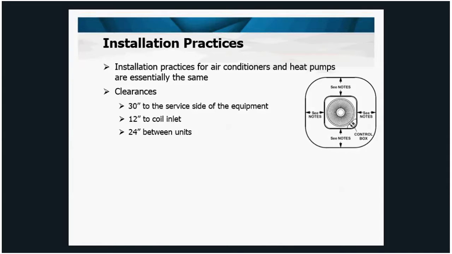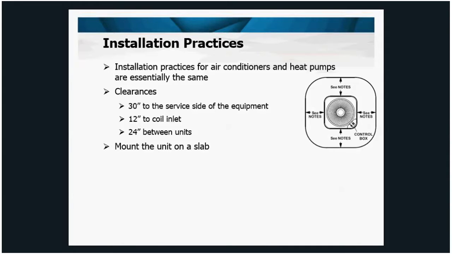If you have multiple units, you have to maintain at least 24 inches between the coils of those two units because they're both drawing air in. You have to basically double the inlet coil clearance to make sure you've got enough airflow going through the coils.